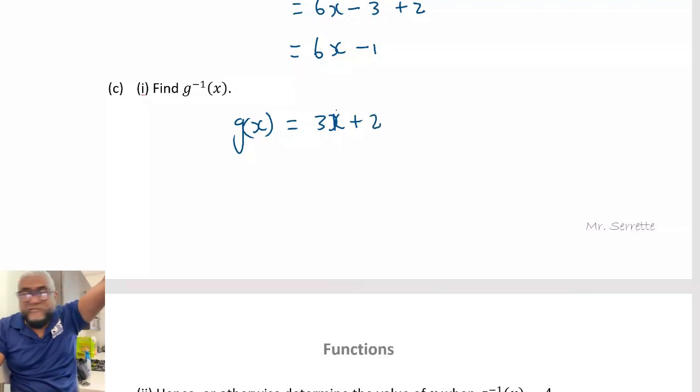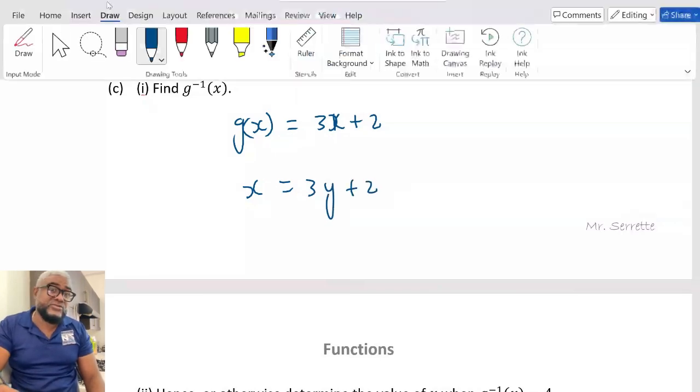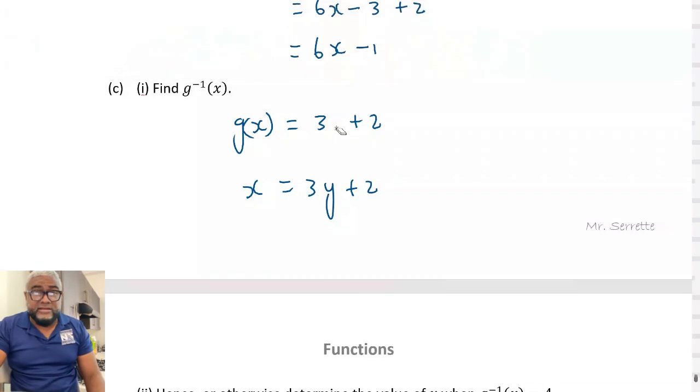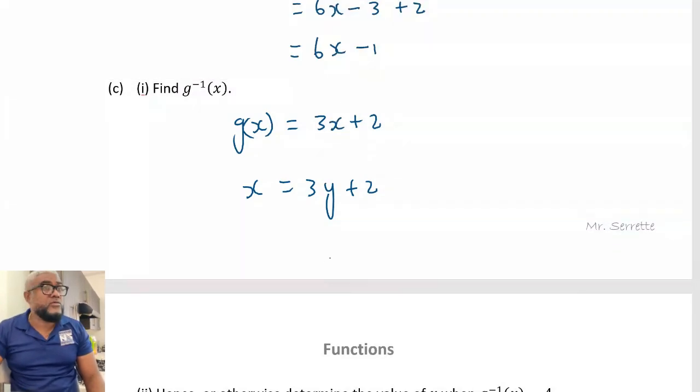We did about 50 questions like this last week. Replace g of x with y, and replace x with y. Right? I'm going to write this x a little better. And then I want to make what the subject now? We're moving the 2. But we want to make what the subject? Y. Right?